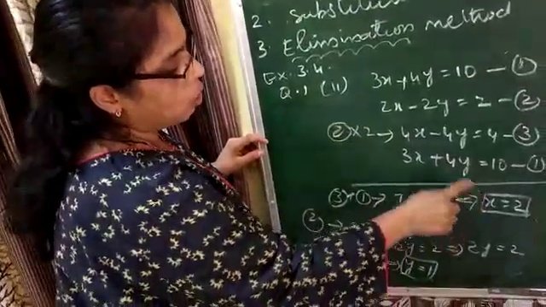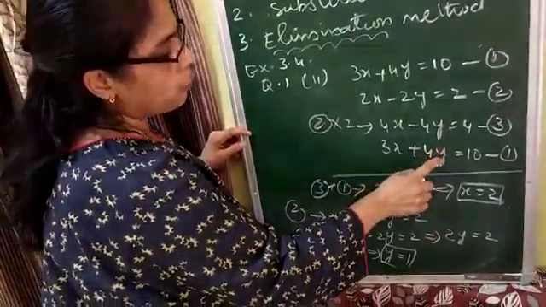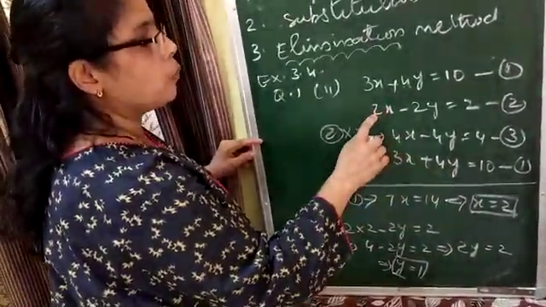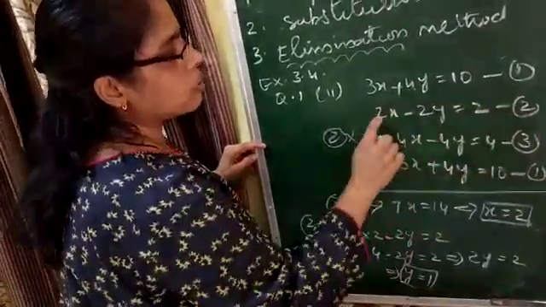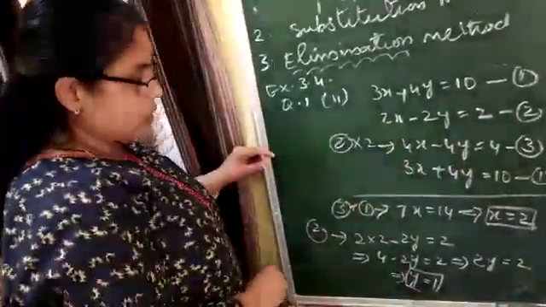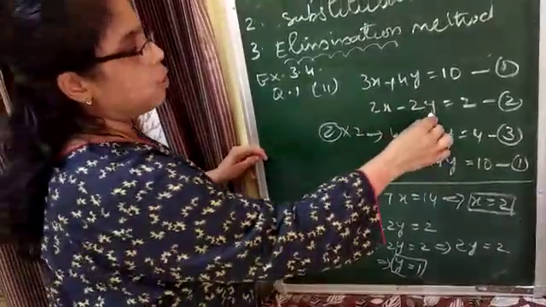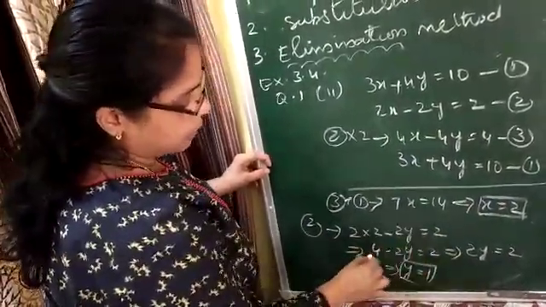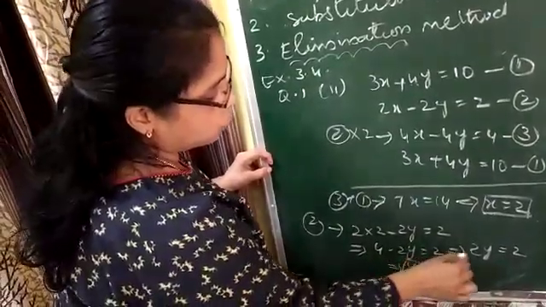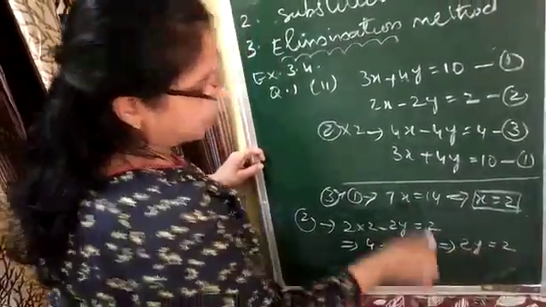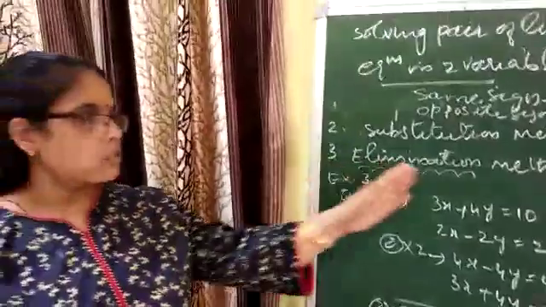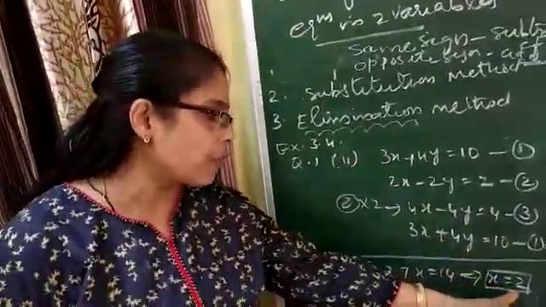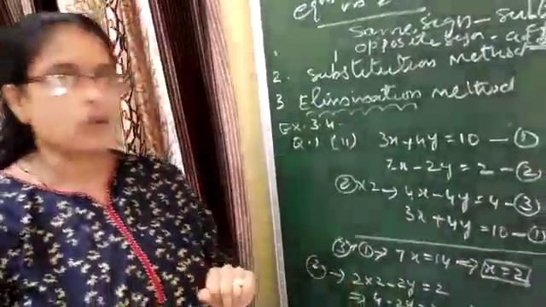Now x is found. Now we have to find the value of y. For finding the value of y, it is better to use equation 2 because it is the simplest form. Now see, I am putting the value of x equal to 2 here. 2 into 2 minus 2y equal to 2. That is 4 minus 2y equal to 2. 2y equal to 2. That is y equal to 1. That means we have solved these two equations and we got the value of x equal to 2 and the value of y equal to 1.